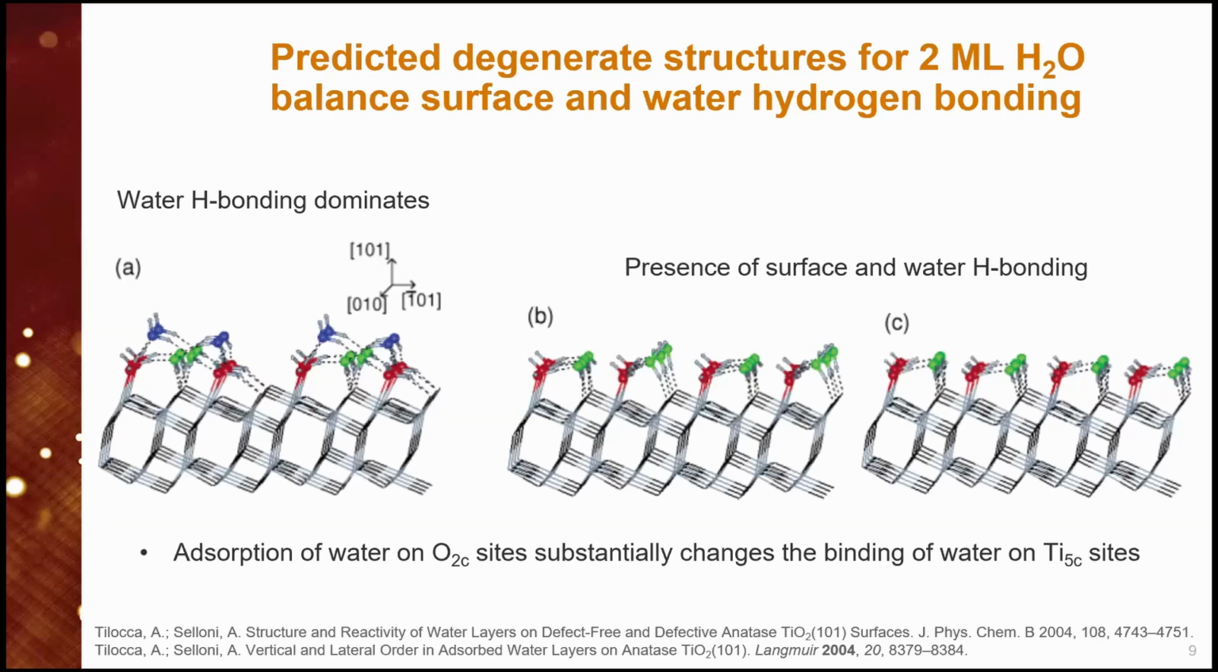What she found was that there are a number of closely related structures, or structures that are close in energy, and so the suspicion would be that in a real situation you're going to populate several different structures. And we think that's what's happening.